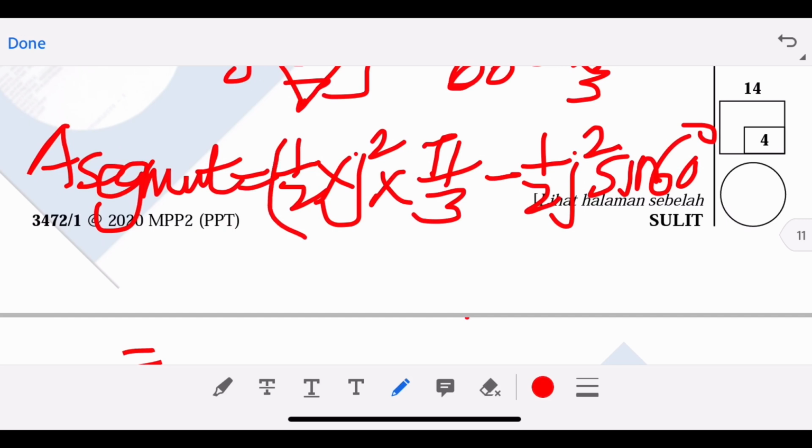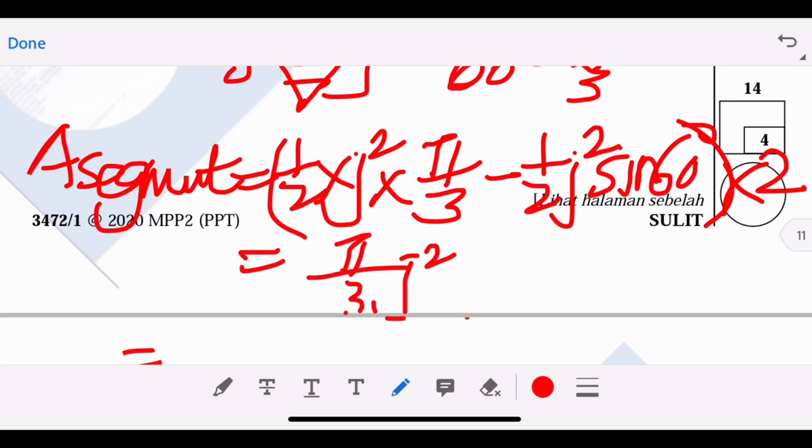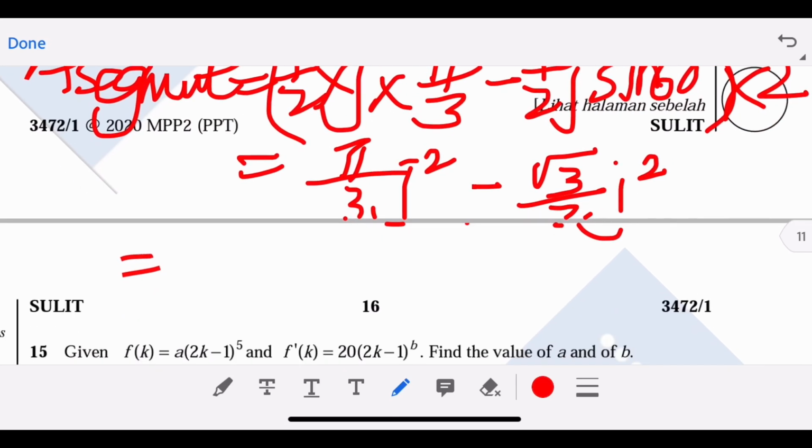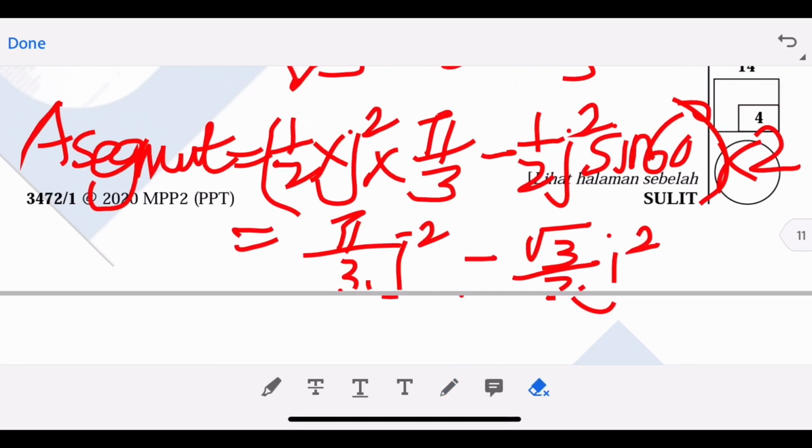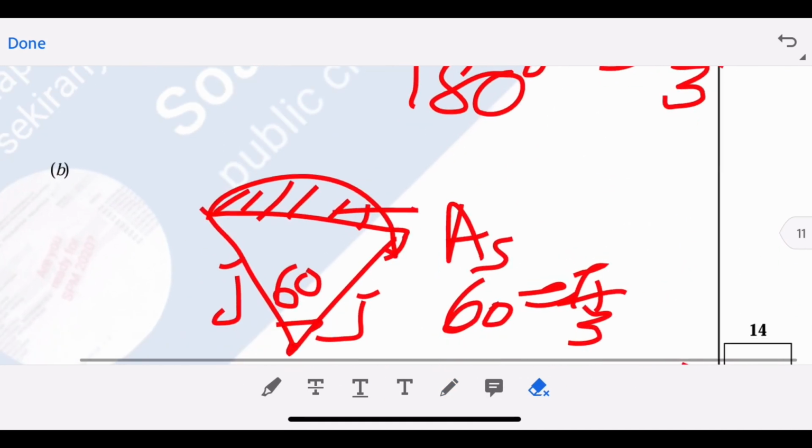Okay, this is actually the area of the sector minus the area of the triangle, which is half AB sine C, right? Sine C, C is 60. A is the radius, B is also radius. So for your answer, you have to times 2 because there are two shaded regions for the segment. So the final answer, you can write pi over 3j squared minus square root 3 over 2.